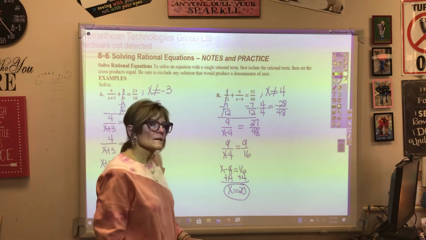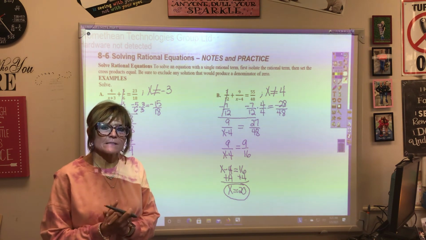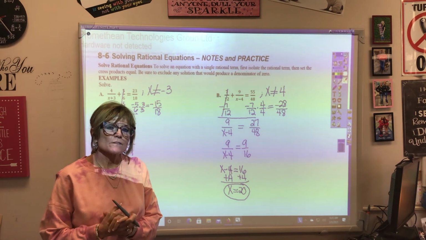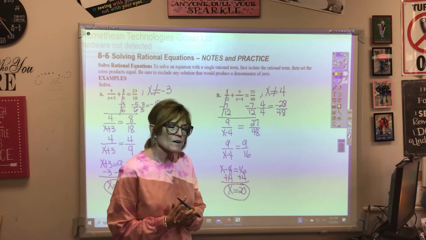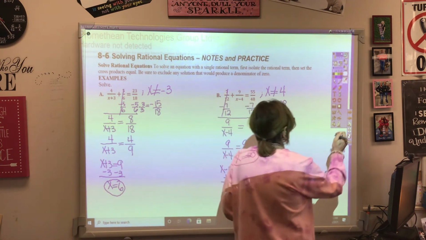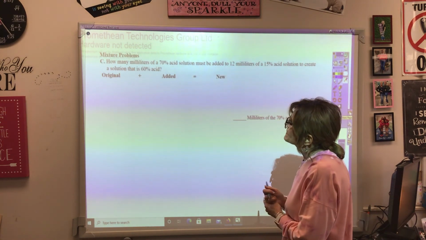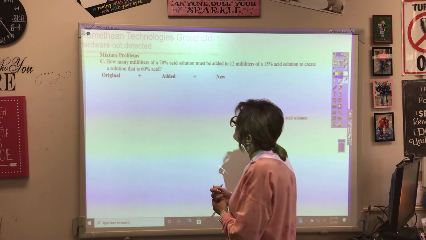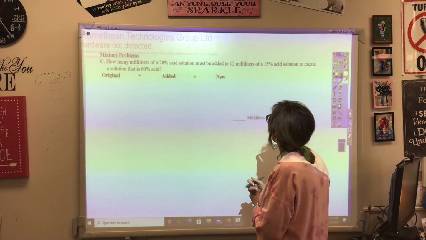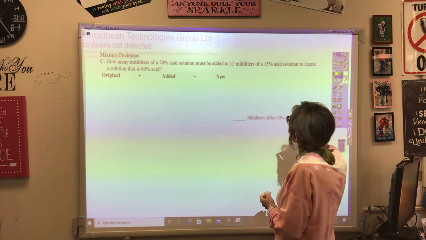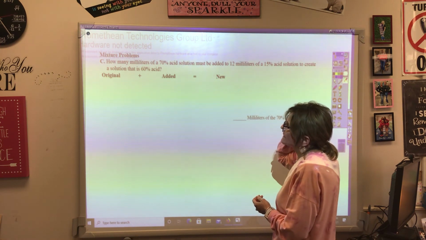Okay, then I'm going to throw in a mixture problem. These are things that you might need to see or will see when you take the TSI. So I wanted to throw in an example of one of those and give you one to try. So let's read it and see how to solve it. We want to know how many milliliters of a 70% solution must be added to 12 milliliters of a 15% acid solution to create a solution that is 60% acid.